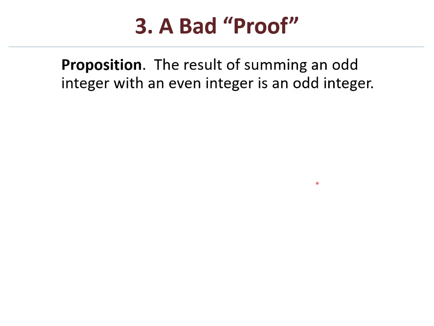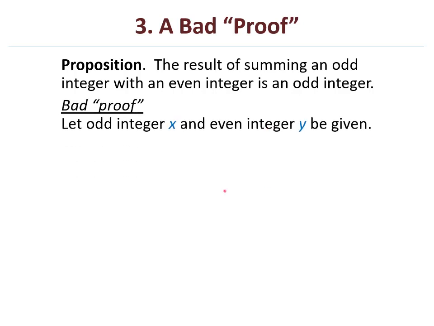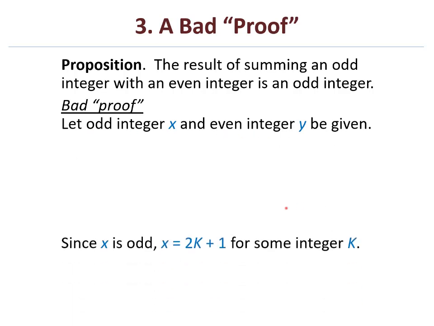I will give you a proof that has an error at some point and see if you can identify the error. So here's the proposition. The result of summing an odd integer with an even integer is an odd integer. So no variables are given, and it's not really even written in if-then format, so I need to do that myself. Let odd integer x and even integer y be given.